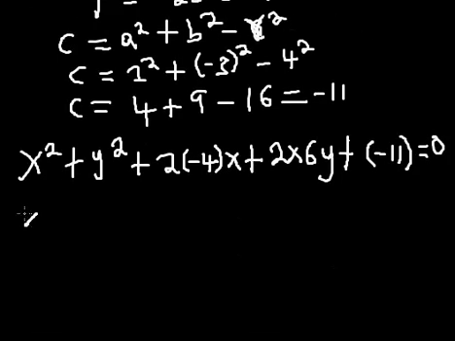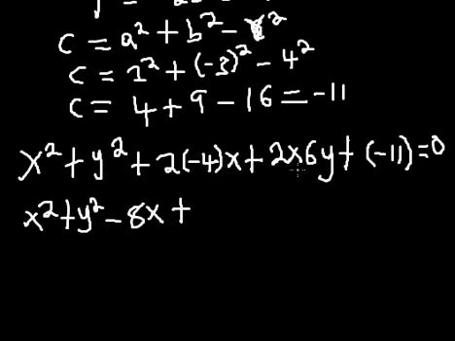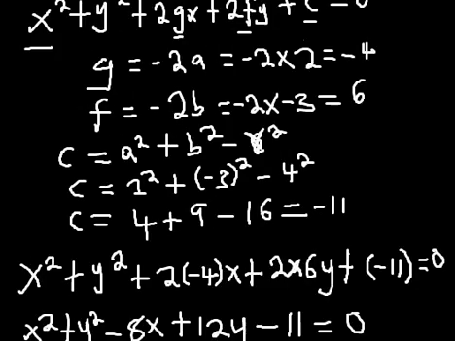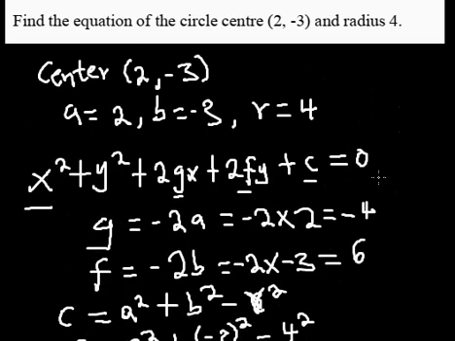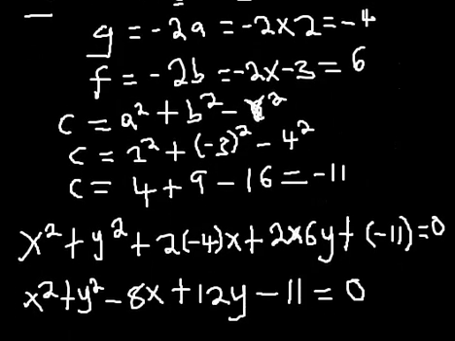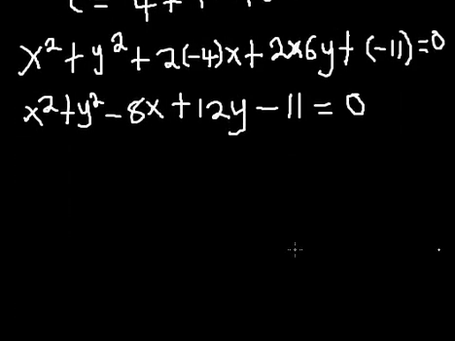So now let's go there. x squared plus y squared, then of course 2 times minus 4 will give me minus 8x, then plus 2 times 6y gives me 12y, then plus minus is minus 11, and that is equal to 0. As simple as that. So that is how you use this standard method to evaluate the equation of a circle. I hope that is well understood. Let's look at another example.